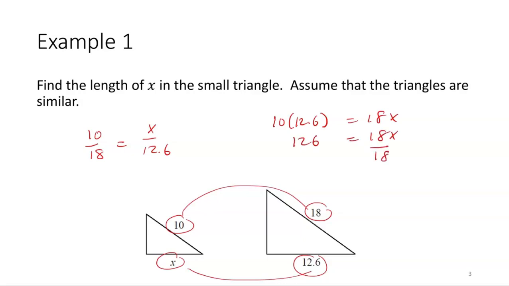And if I divide by 18, well, 18 goes into 126 seven times. 7 times 8 is 56. 7 times 1 is 7, plus 5 is 12. Yeah, so x is 7.